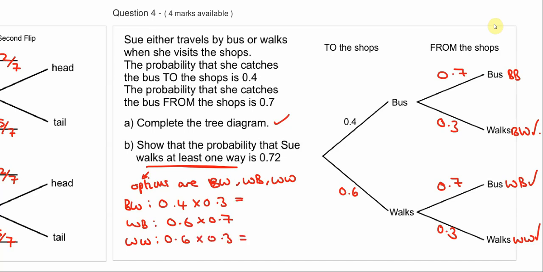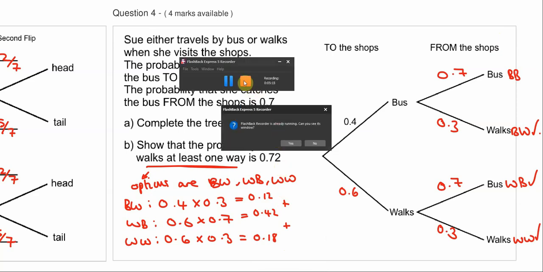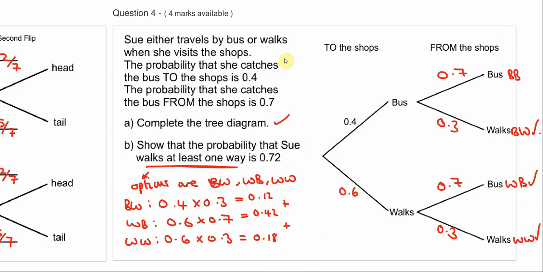So if we calculate all of them, this would be 0.12, this would be 0.42, and this would be 0.18. So then just adding these up, we would hope that we get to 0.72. So 0.12 plus 0.42 plus 0.18 does in fact give us 0.72. So then we've shown it.